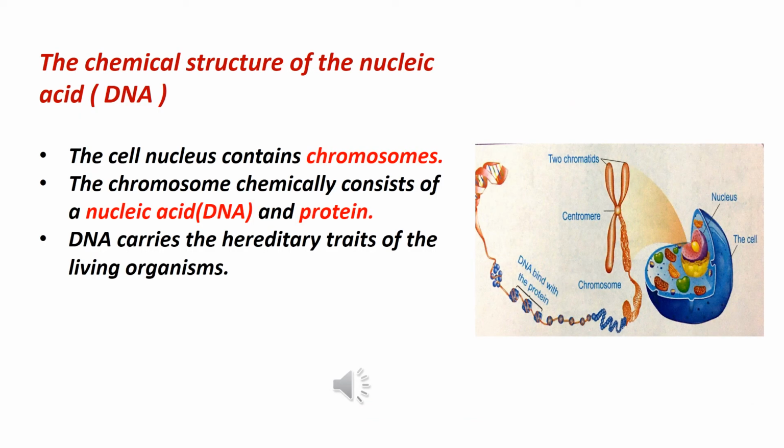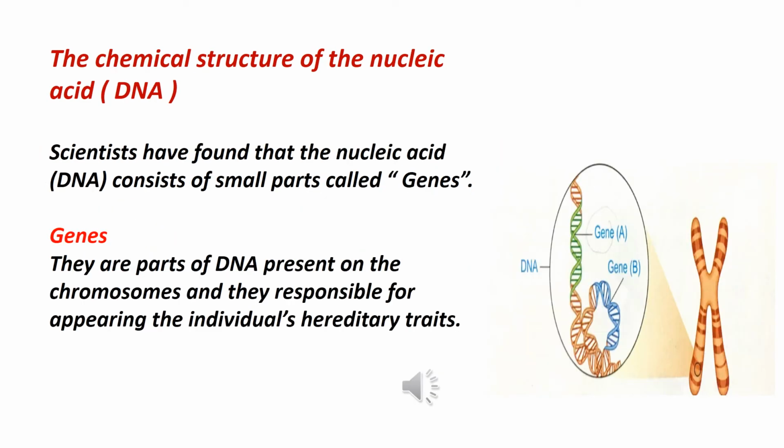The chemical structure of DNA. The cell nucleus contains chromosomes. Chromosomes consist of DNA and protein. DNA carries the hereditary traits of living organisms. Scientists have found that DNA consists of small parts called genes. They are parts of DNA present on the chromosomes and they are responsible for the appearance of the individual's hereditary traits.